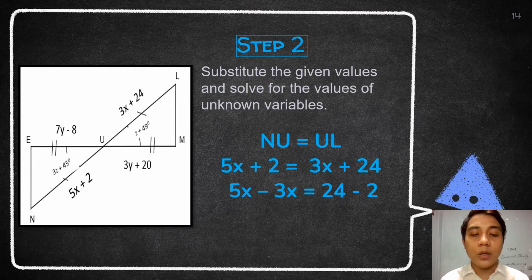Simplifying both sides of the equations, we will have 2x is equal to 22, and dividing both sides by the numerical coefficient of x, we will have the value of x which is equal to 11.